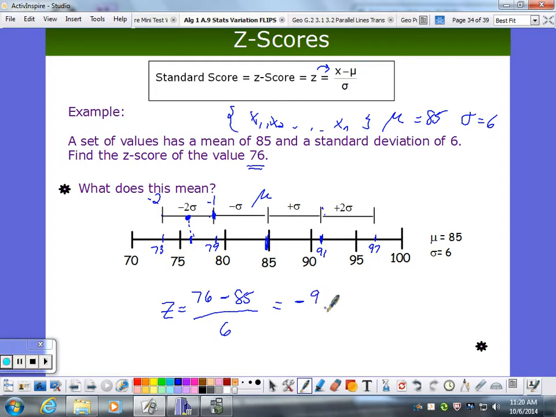Negative 9 over 6. And I put that in my calculator. This is one of those cases you do want to turn it into a decimal. Negative 1.5. So this says 76 is 1.5 standard deviations below the mean. That's what negative is. Now look at the picture, is it? Yeah, that looks about right. So it's just telling, if you were to count by standard deviations, 76 is 1.5 standard deviations less than the mean, below the mean.